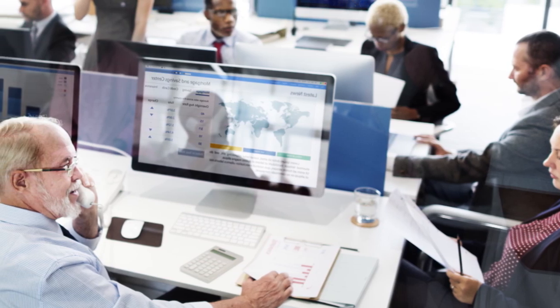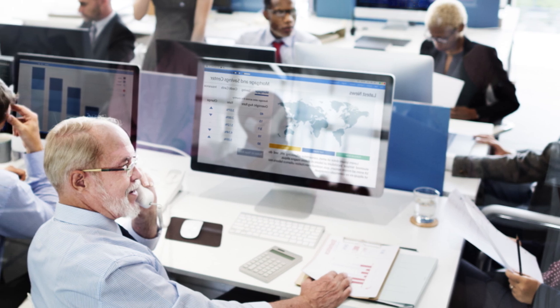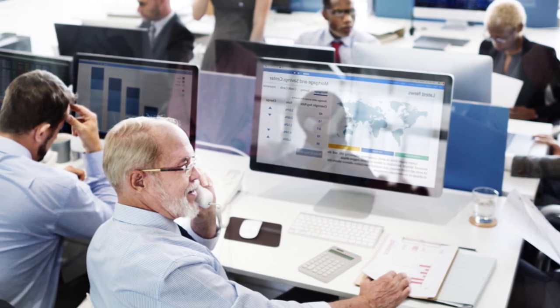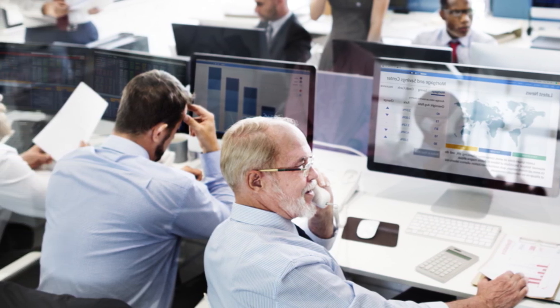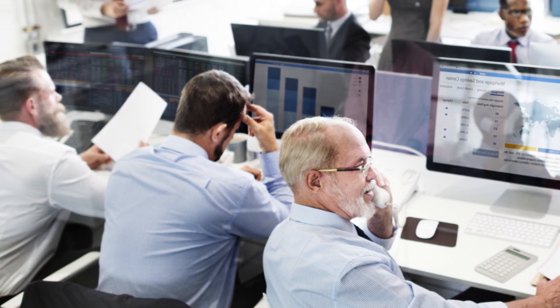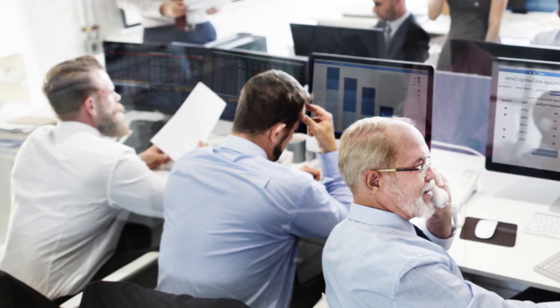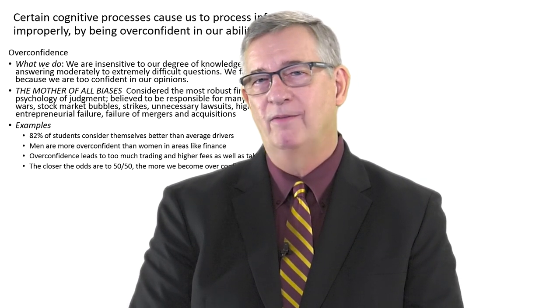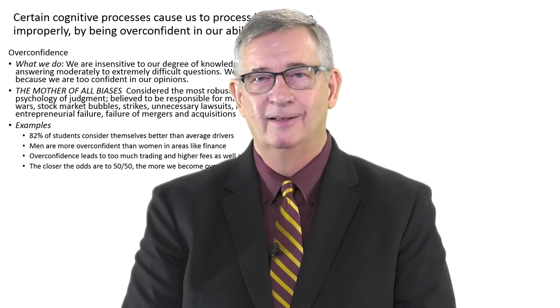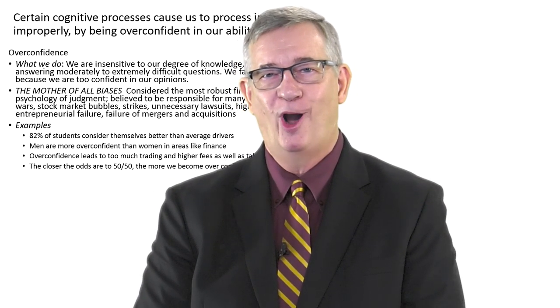business literature in finance is that men are often more overconfident than women in making decisions about cash flow and other types of issues. Overconfidence in the stock market can lead to too much trading and higher fees for your accounts, as well as oftentimes you take too much risk because you have too much confidence in your decisions. And what we found also is the closer the odds are to 50-50, the more our overconfidence bias will kick in to provide justification for our actions.